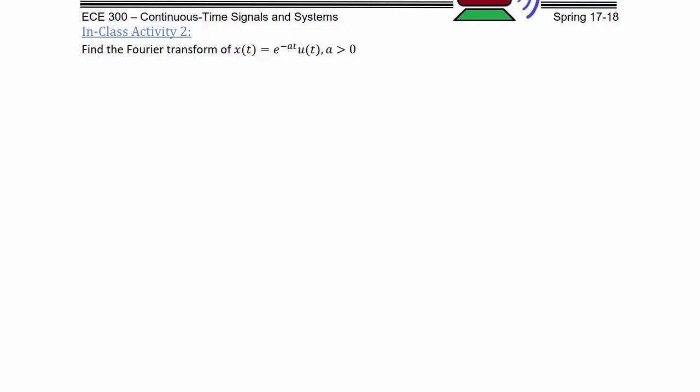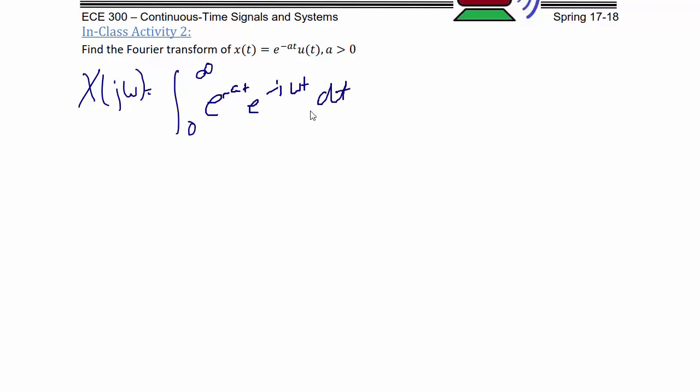In class activity 2, find the Fourier transform of x of t equals e to the negative at u of t, where a is greater than 0. So X of j omega is equal to the integral from 0 to infinity. Notice the integral is from 0 to infinity because this is u of t, which means it's 0 before time 0. e to the minus at, e to the negative j omega t dt.